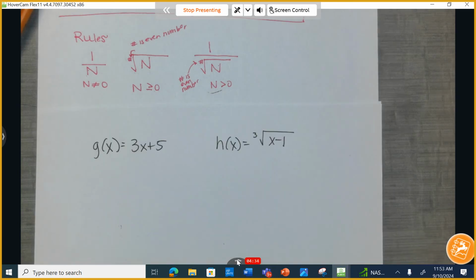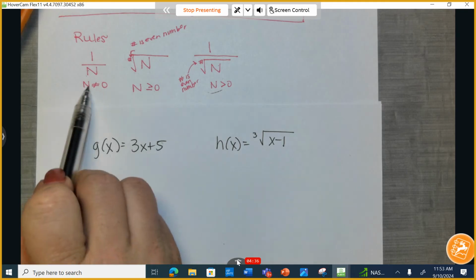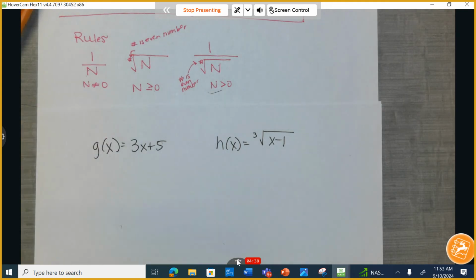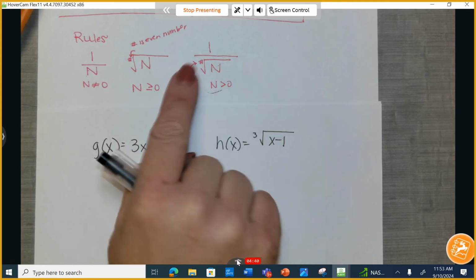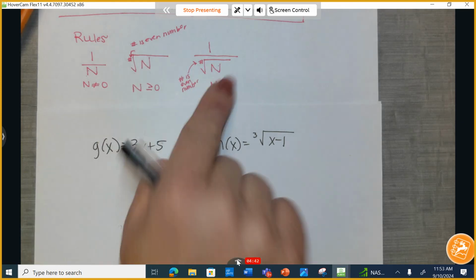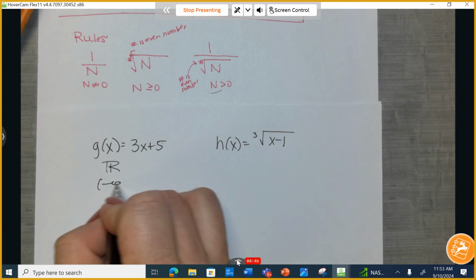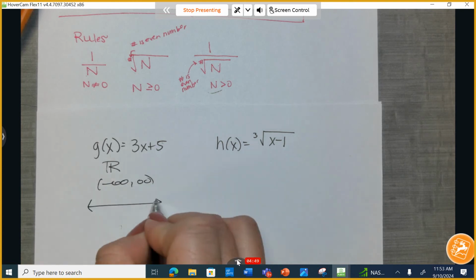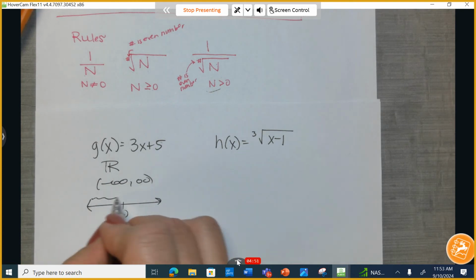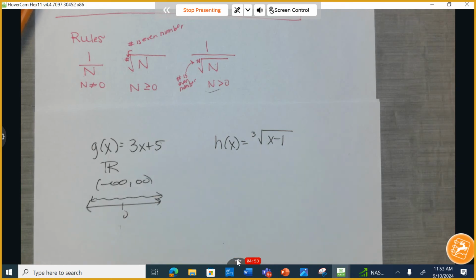Let's look at two very simple problems. Now, this problem does not have a denominator, so I don't have to worry about rule 1, and it does not have a radical that has an nth root that's even, so I don't have to worry about rules 2 or 3. That means that our domain is all real numbers, negative infinity to positive infinity, and it would look like this in a number line. So if this is 0, we are shading everything to the left and to the right.